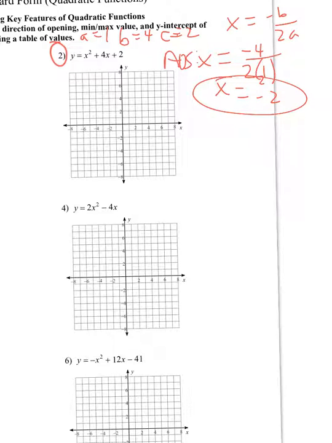And make sure you write it as an equation. Don't just say negative 2. If I ask for the axis of symmetry, you have to write x equals negative 2, the equation of a vertical line. So my axis of symmetry comes right on that vertical line at x equals negative 2.